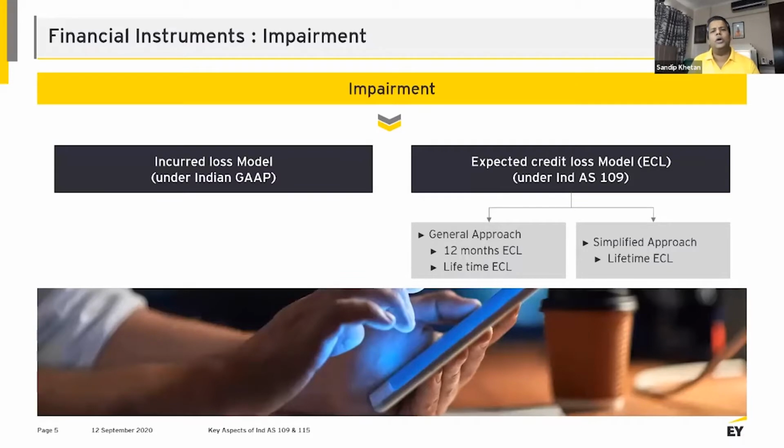I now wanted to talk to you about impairment of financial assets. So that's again what is called the expected credit loss model. And let me give you a very simple example of the expected credit loss model. What does it mean, right?